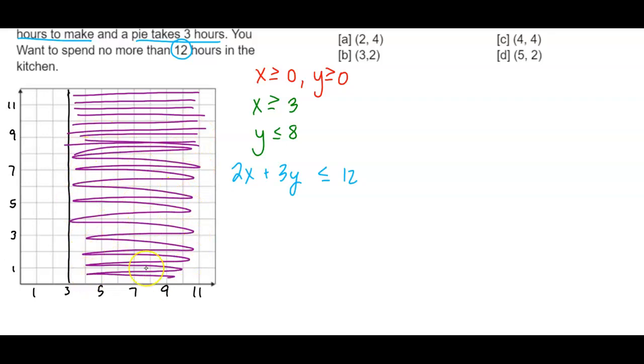Okay, so that takes care of the first constraint. The second constraint is that y must be less than or equal to 8. That is a horizontal line that crosses at 8. So now I'm going to draw a horizontal line crossing at 8. Now this time I want these values to be less than or equal to 8, so you're going to want to shade down.